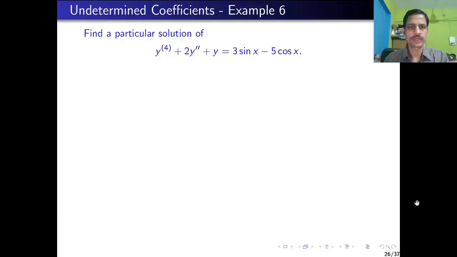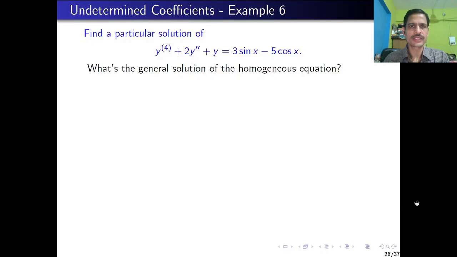Now we solve some problems with undetermined coefficient methods. Find a particular solution of the fourth derivative of y plus 2 times y double prime plus y is equal to 3 sin x minus 5 cos x.